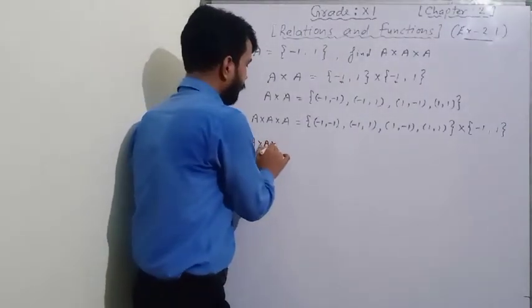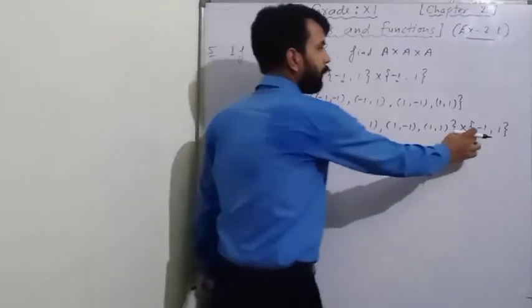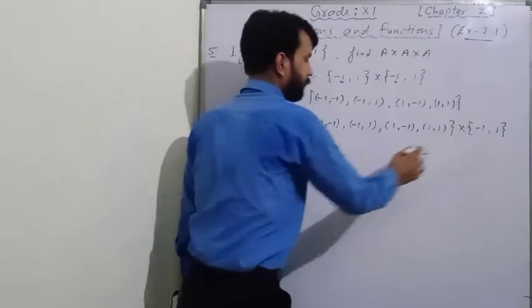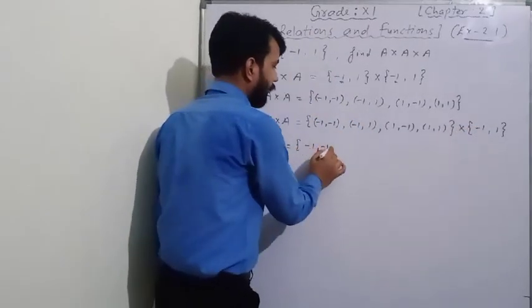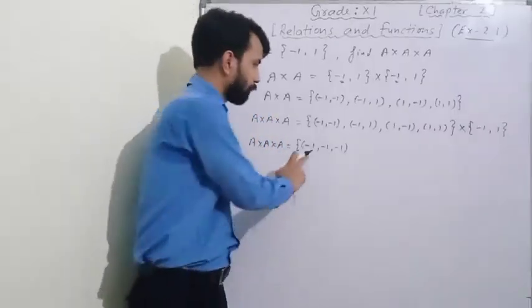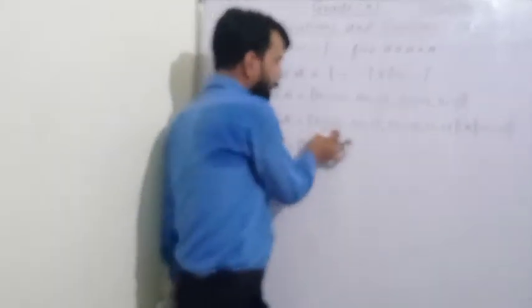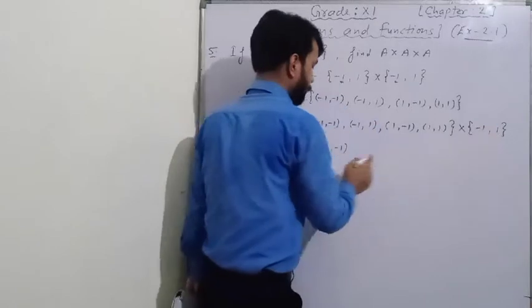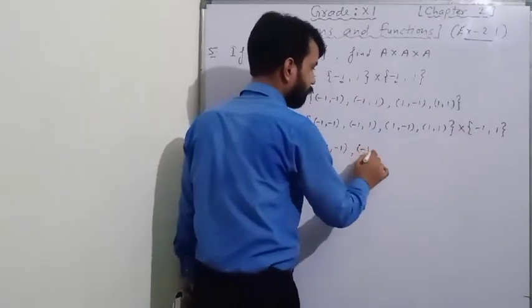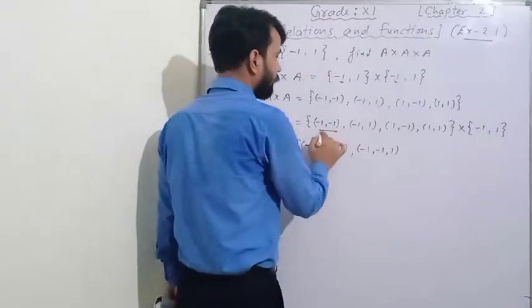A cross A. First we will make the pair of this ordered pair with both the elements of the second set. So (-1, -1, -1). We get a triplet, not a pair, because there are three values. So we got a triplet. Now this pair with the other element: (-1, -1, 1). Got it? So this ordered pair is completed.